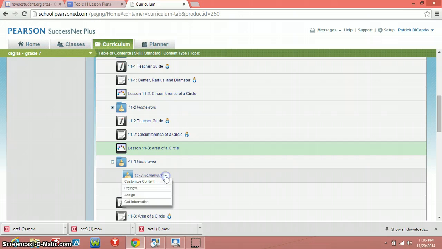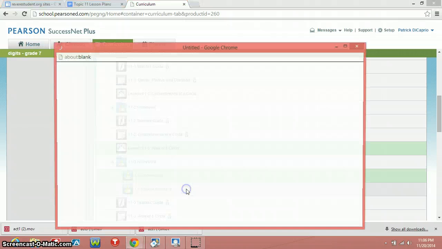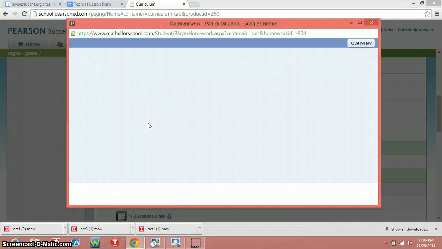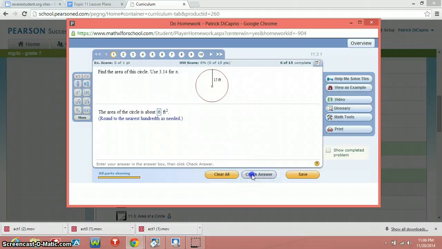The homework is split up into 2 different levels, and that is customized, differentiated by ability. Homework is very neat. The MathXL player will provide opportunities for multiple responses and instant built-in help for our digital natives. Help me solve this. We'll walk them through step by step, as well as view an example.